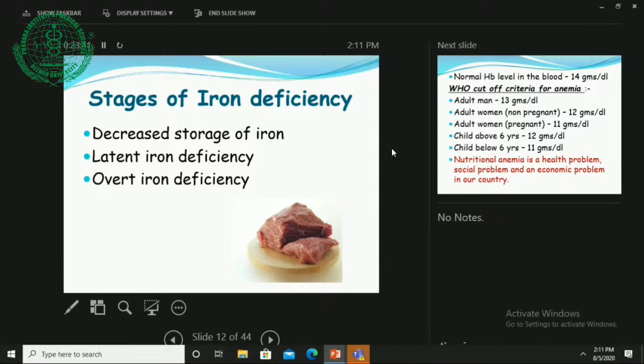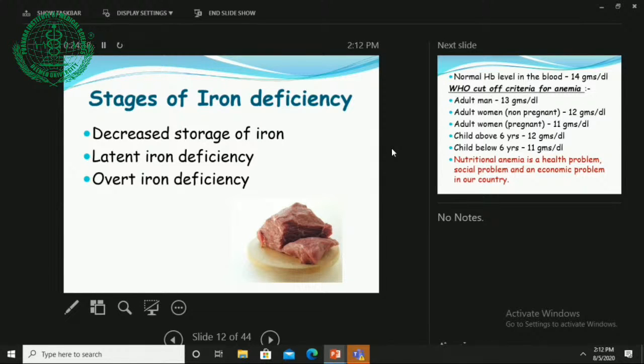The second stage is latent iron deficiency. Here there are no signs and symptoms, but if you do investigations like serum ferritin and transferrin saturation, the values are reduced. Most of the individuals are in this stage. The hemoglobin level in this stage might be normal, but serum ferritin and transferrin saturation are reduced, and this stage is because of exhaustion of iron stores. The third stage is overt iron deficiency.